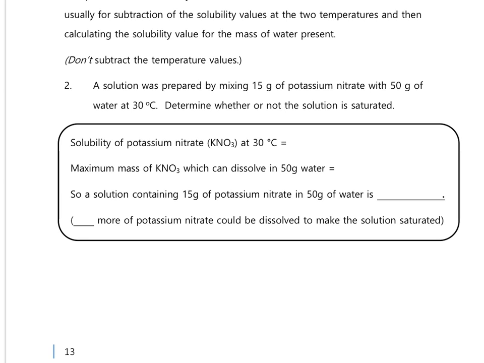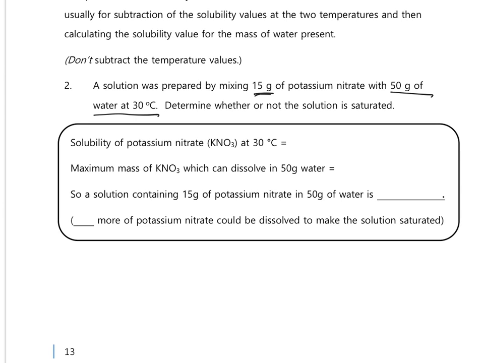Okay, so we're on page 13, and the point of this is to try and determine whether a solution is saturated. These questions are no different really, but they're just worded slightly differently. But again, you're working with whatever solubility value that you have. So have a look at this question. It says, a solution was prepared by mixing 15 grams of potassium nitrate with 50 grams of water at 30 degrees C. Determine whether or not the solution is saturated.